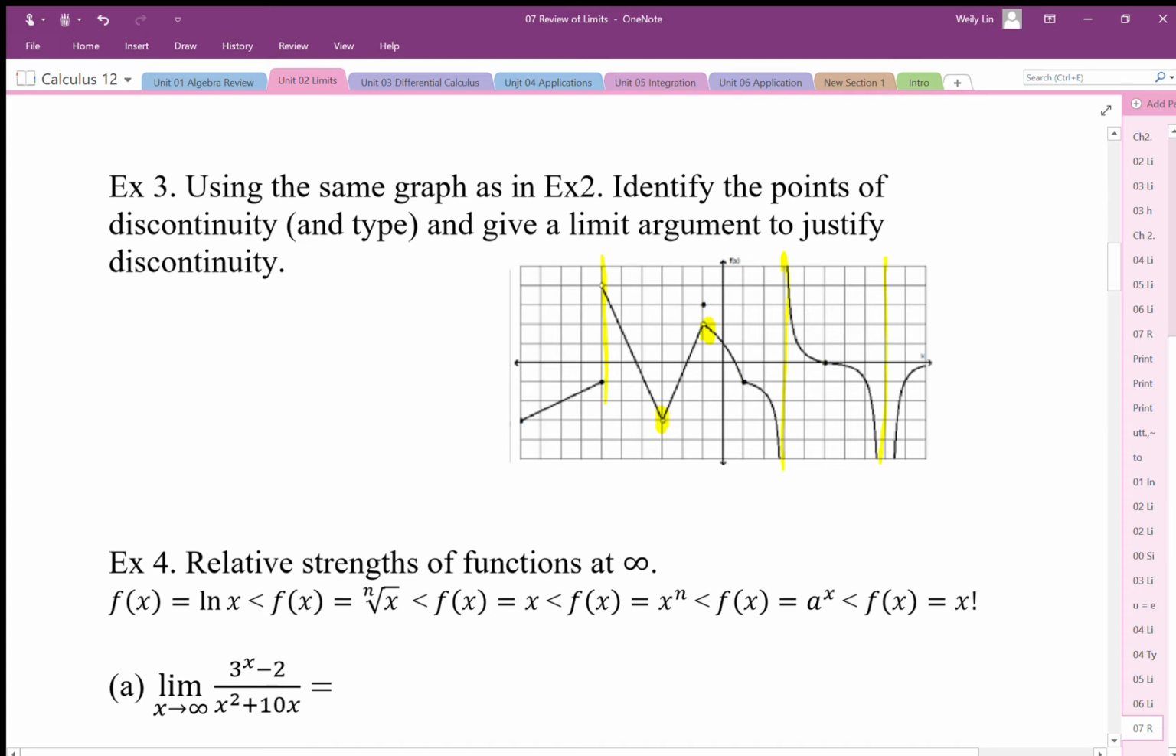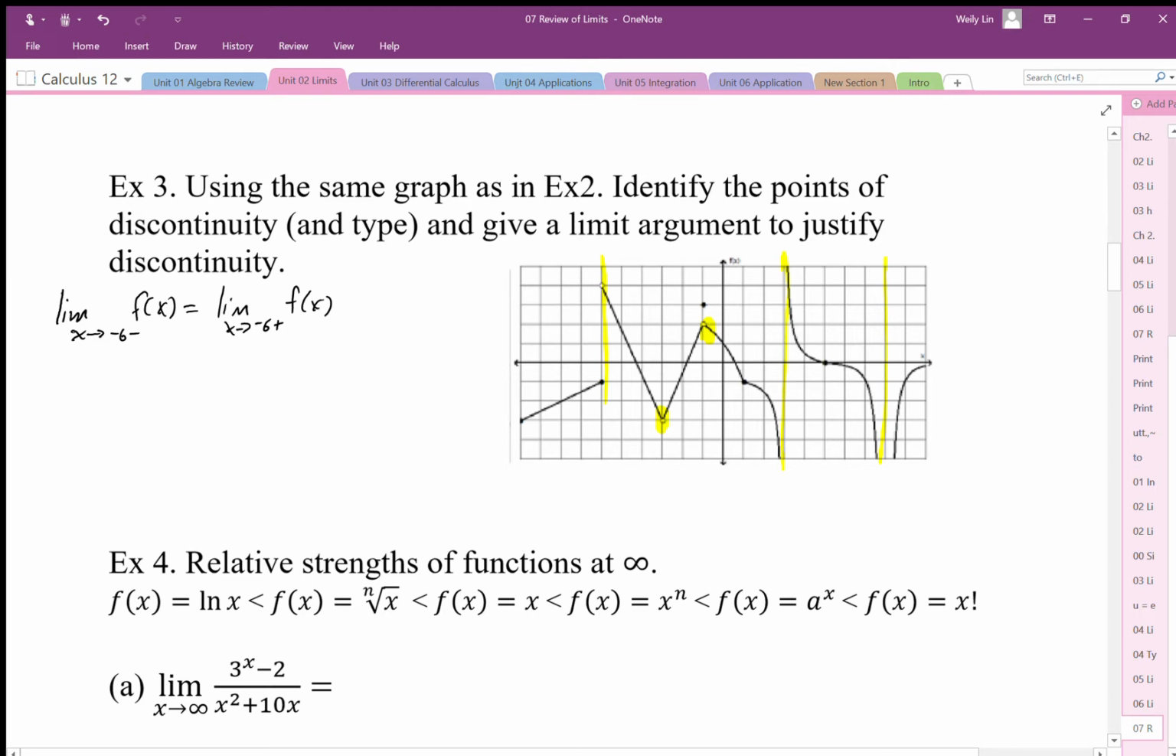Okay, so the first one here, there's a discontinuity at x equals negative 1, 2, 3, 4, 5, 6. So at negative 6. And the reason why we can say this is that the limit as x approaches negative 6 from the negative side is not equal to the limit as x approaches negative 6 from the positive side. Okay, and this indicates that there is a jump discontinuity going on here.